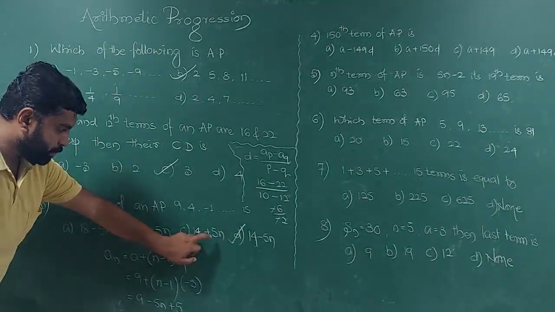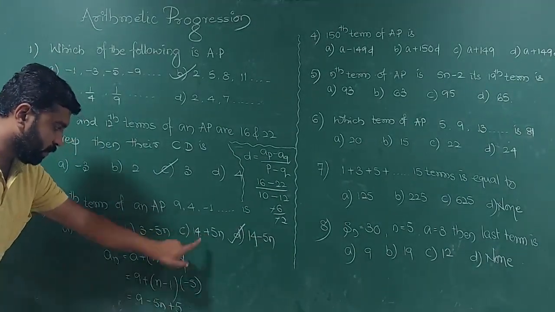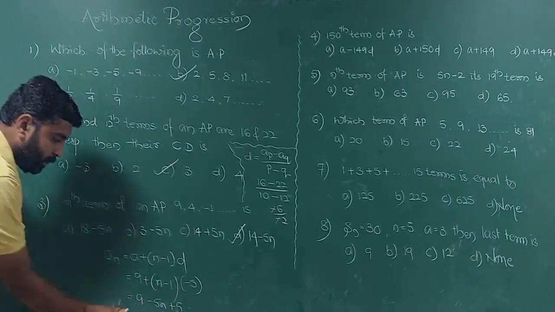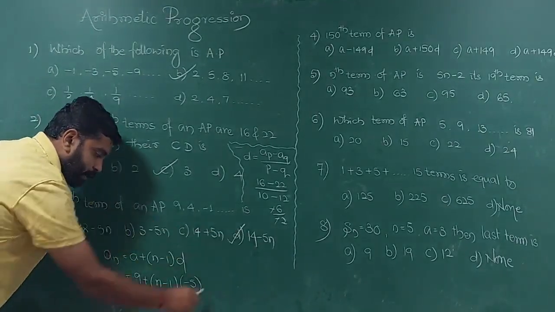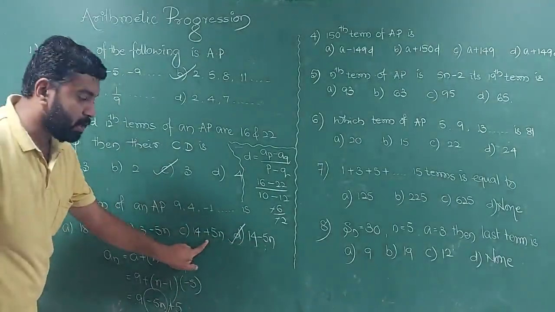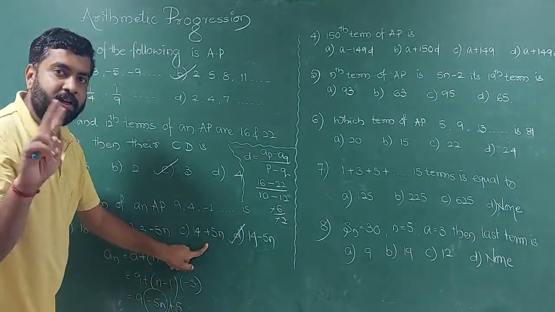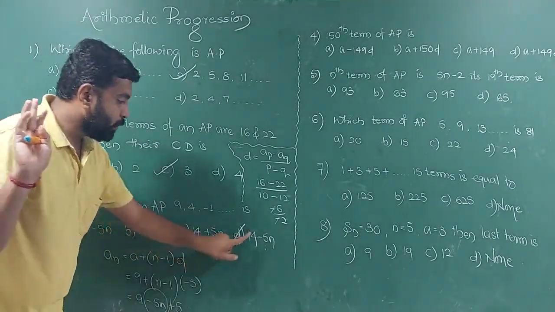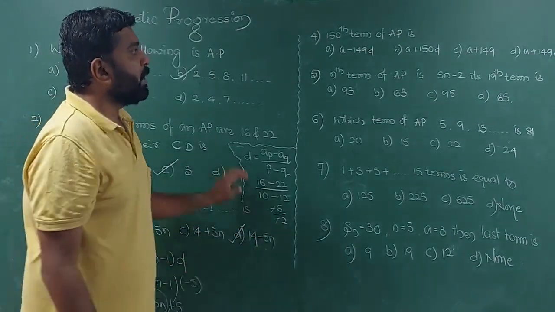So, sometimes you may get confused with this. Just look into the solution. This is 9 plus 5 is 14 and this is minus 5 minus 5. So two options are almost similar, just differs in the sign. This you need to take care of.